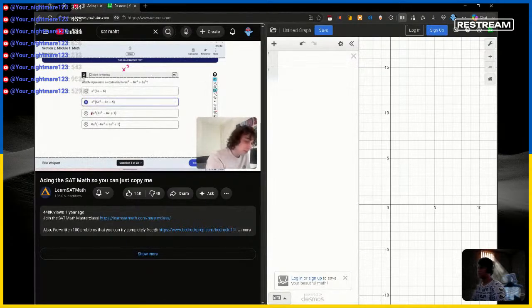But let's imagine that this 8x cubed were just a regular x cubed and we still had to distinguish between the thing in parentheses. We would factor out the x cubed and we would get 5x squared minus 6x plus 8, and that would be answer choice B.